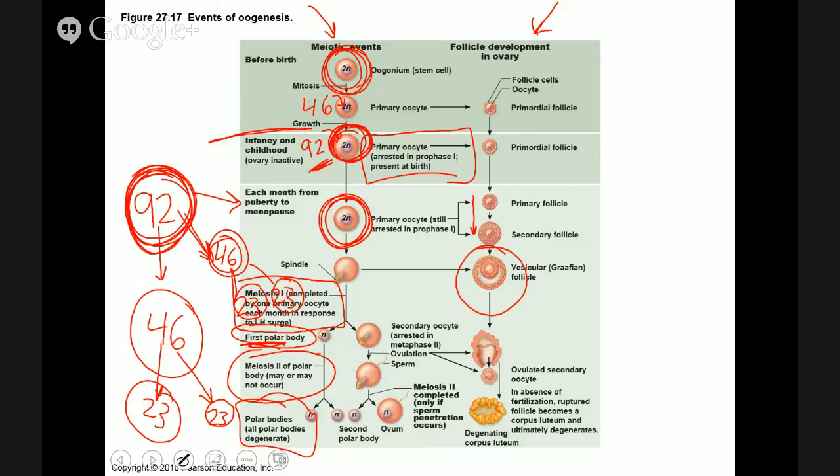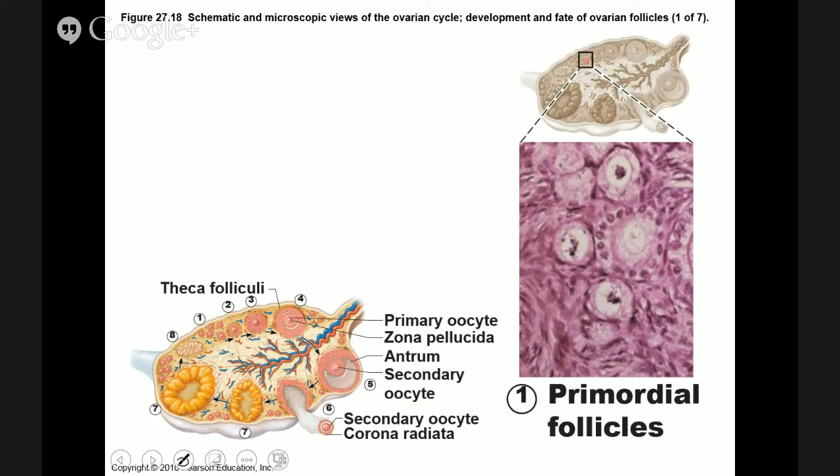So that's what happens. So you'll end up with one egg, the ovum, that has 23 chromosomes in it. But that second polar body does not get eliminated until the sperm merges with that cell. So once the sperm comes into contact with the ovum, now we'll get rid of that second polar body. So we're left with 23 chromosomes to merge with the 23 chromosomes of the sperm. So that's kind of just an overview of what's happening here.